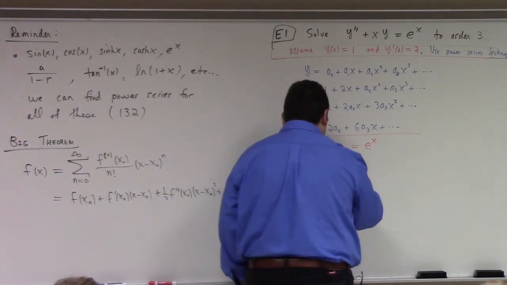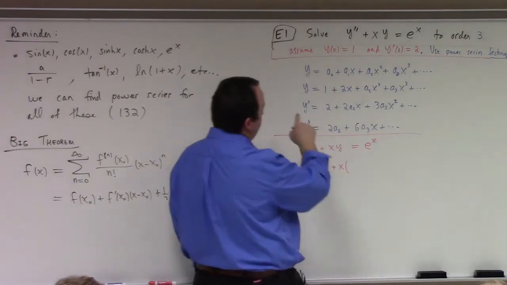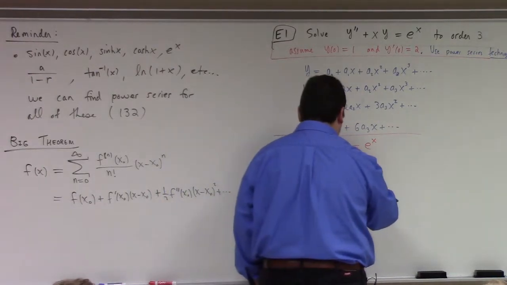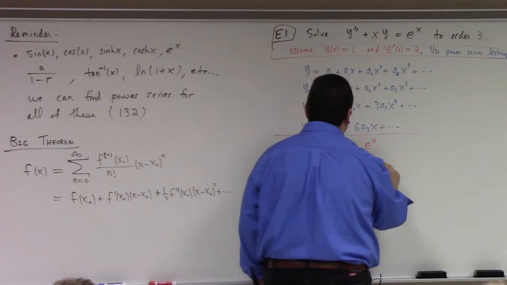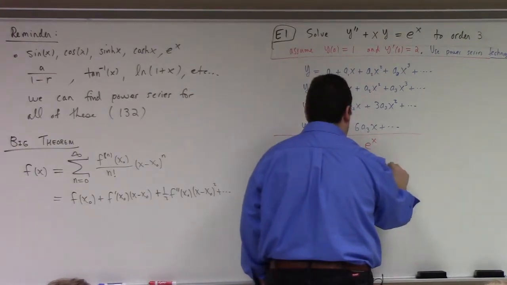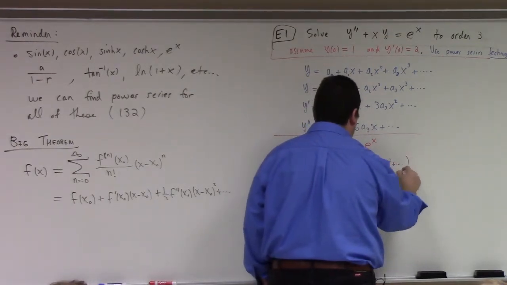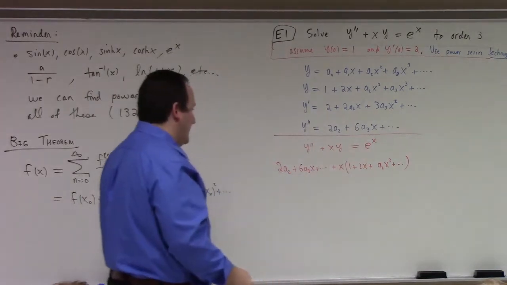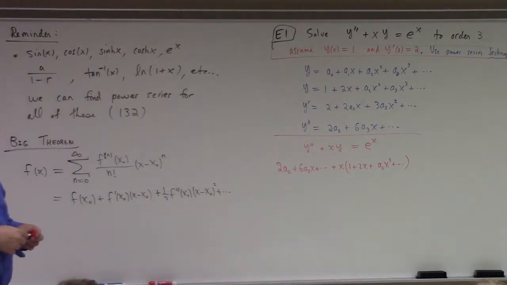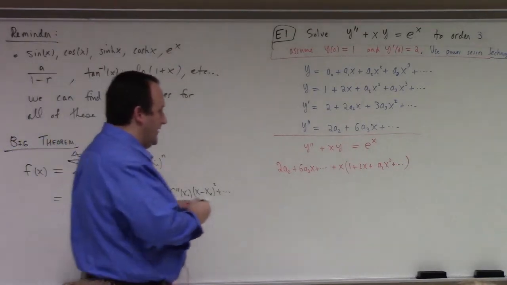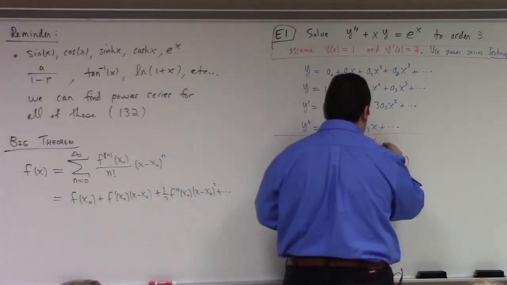And then plus x times y. What was y? y is 1 plus 2x plus a2x squared. Now, again, I don't need to actually put that last term down. I'm just putting it there so you can see what's there. And then this e to the x. What is e to the x as a power series?